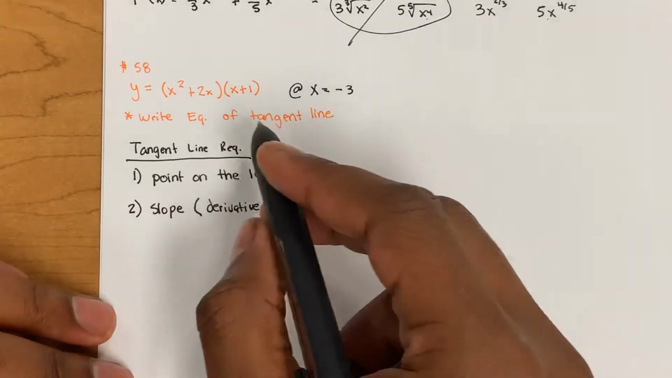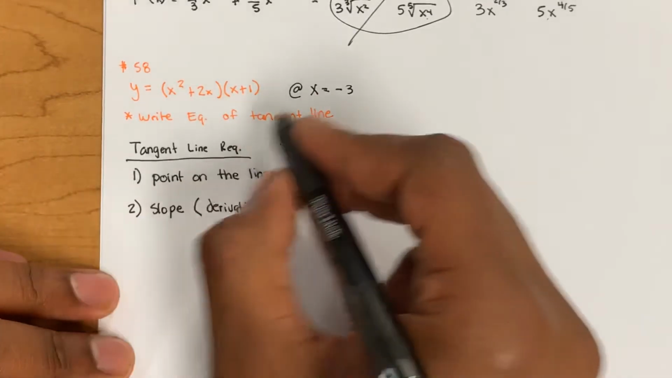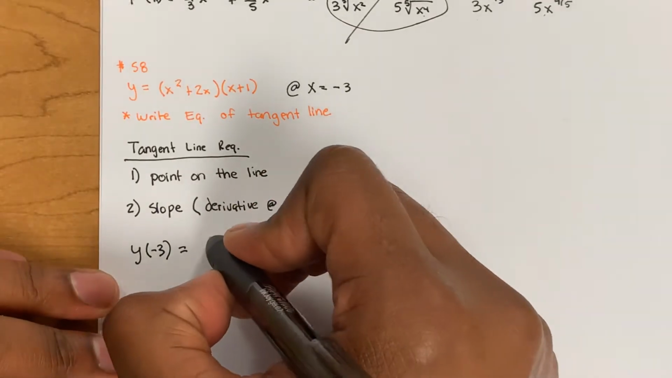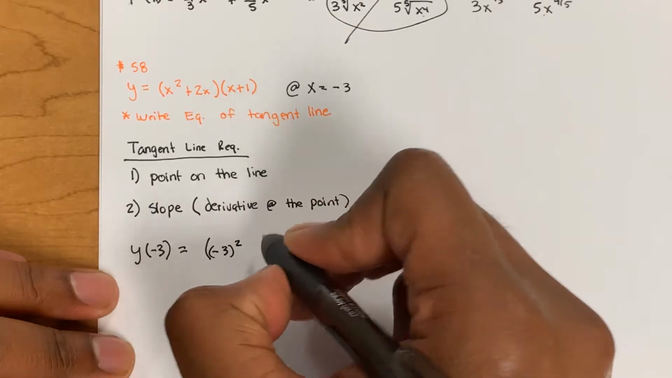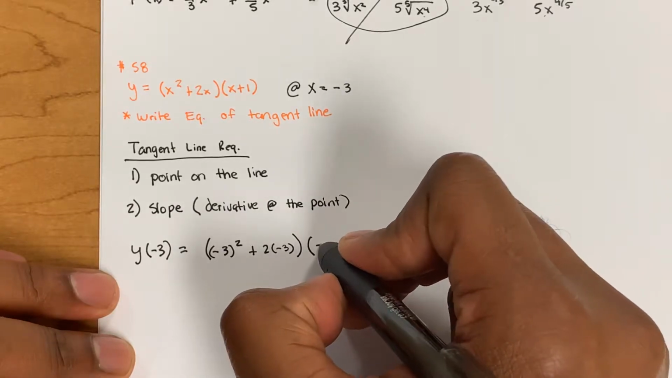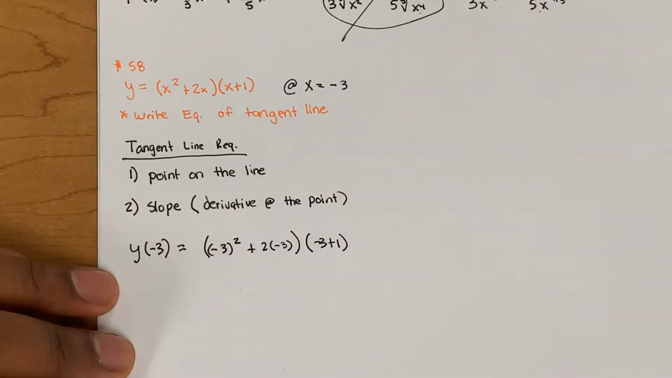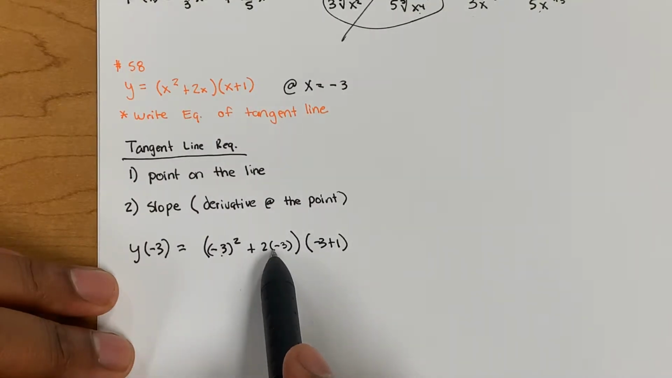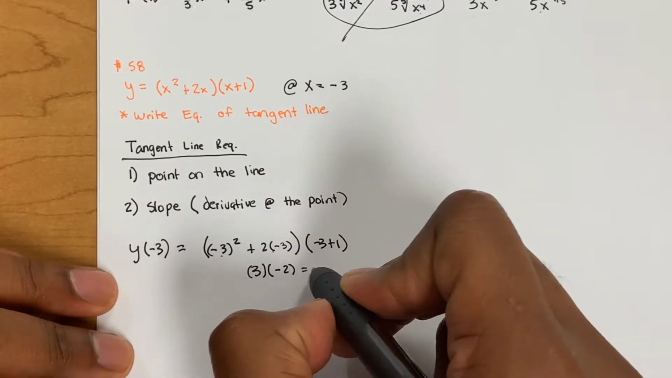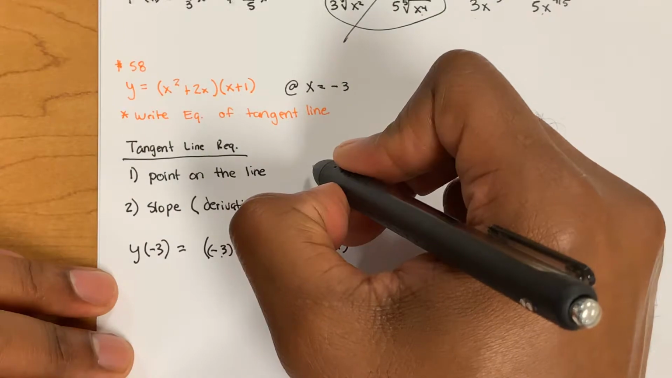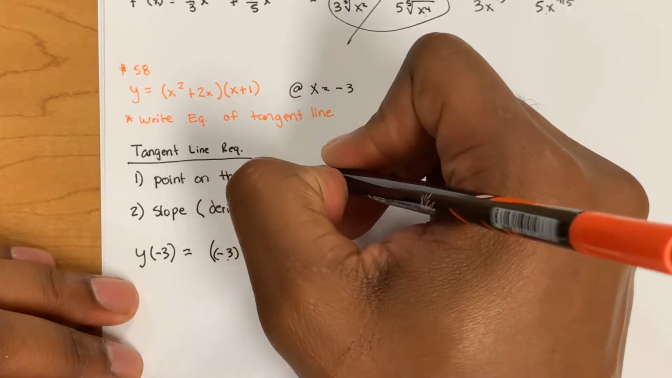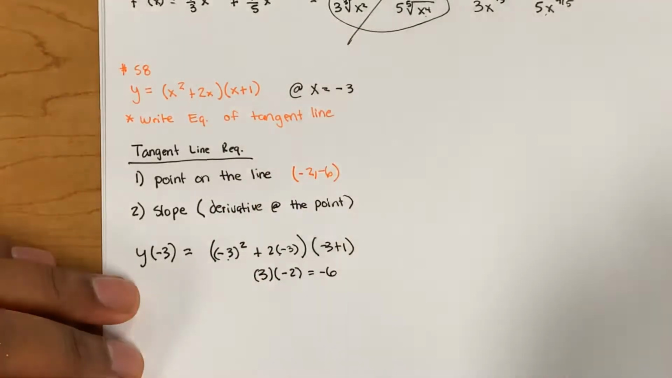So the first thing is we need a point on the line. So when we substitute in -3 for x, y when x is -3 is going to equal -3 squared plus 2 times -3 times -3 plus 1. So that's 9 minus 6, which is 3 times -2, which is -6. So the point on this line is -2, -6.